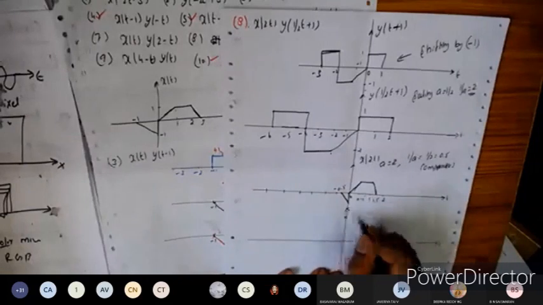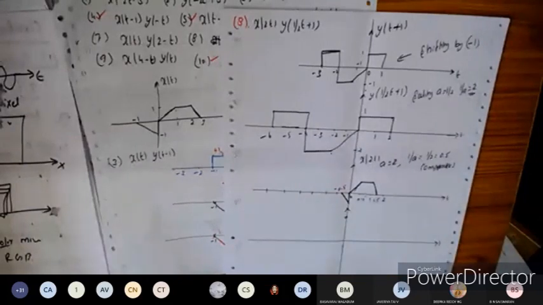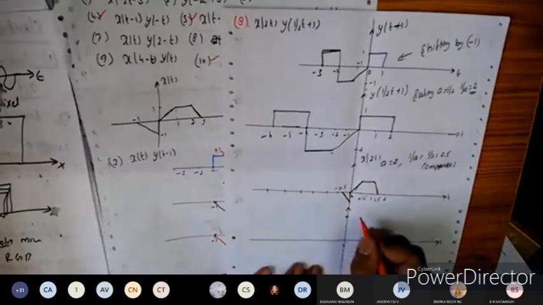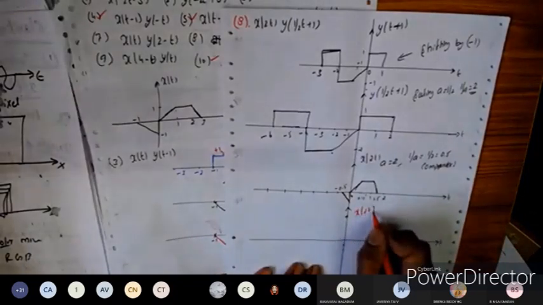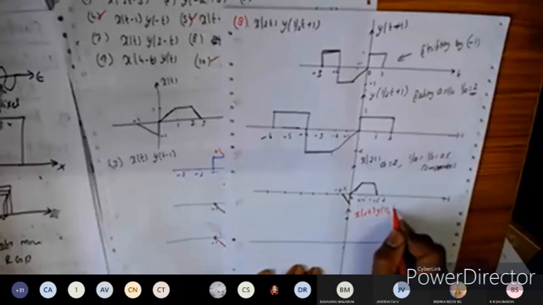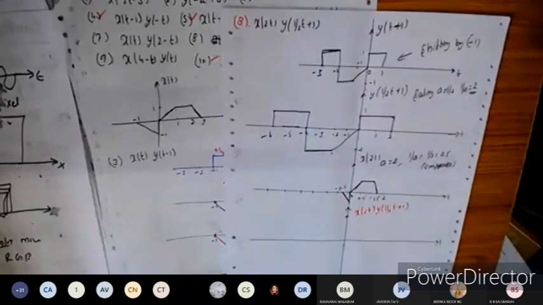So this is the product of the signals. The product of the signals we are going to write as x of 2t into y of 1 by 2t plus 1.